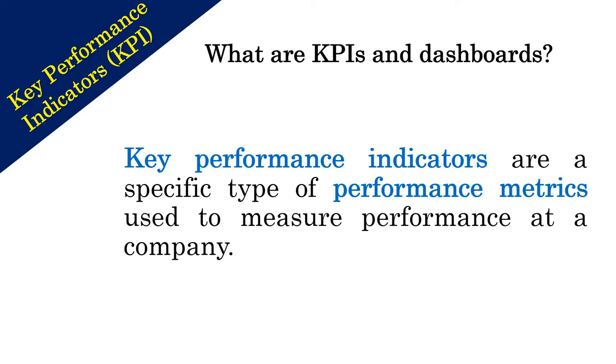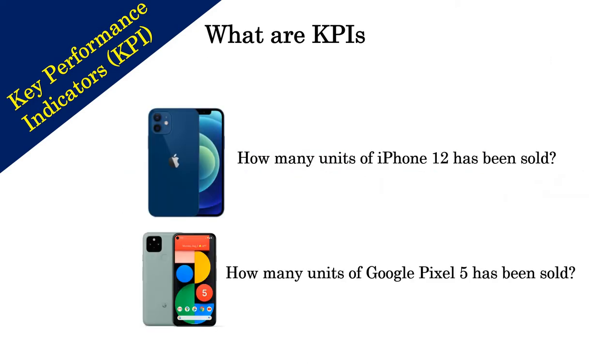For different companies, there can be different types of key performance indicators. Say for example, in case of Apple, they have already launched the iPhone 12 and their main performance indicator may be how many units of iPhone 12 have been sold. And in case of Google, they have launched the Google Pixel 5, so they are also thinking about how many units of Google Pixel 5 have been sold. This is just one thing, one KPI, key performance indicator.